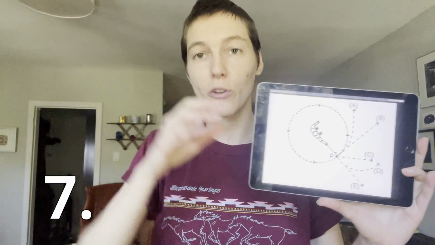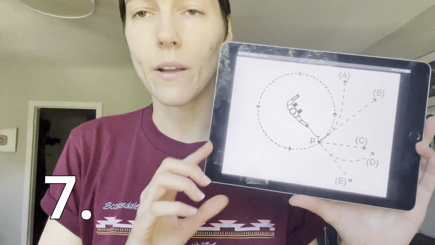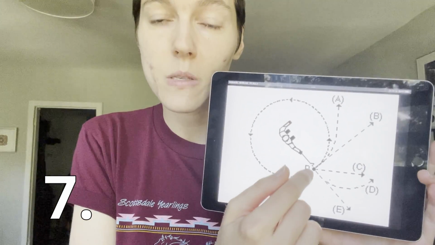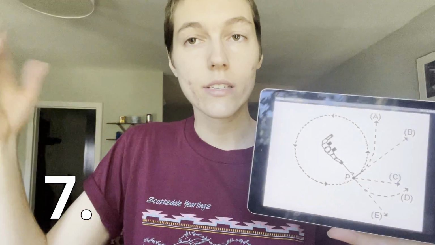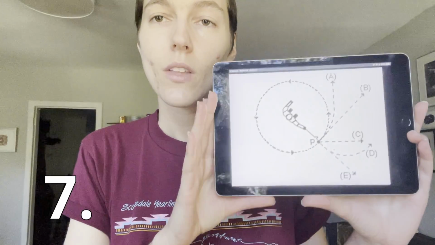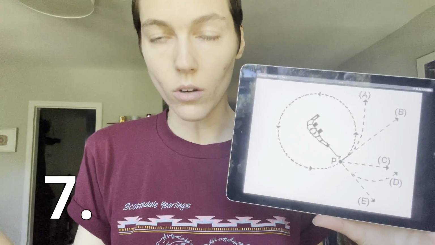Okay, question 7. We've got another diagram showing a top-down view. So this is like a bird's eye view. We've got this dude, he's swinging a ball on a string, like this, just swinging it in a perfectly circular path. So the question is asking, when he's swinging it and the ball happens to be at this point P, say the string snaps. The string snaps, it lets go of the steel ball. What the question is asking is, which of these paths is the steel ball going to follow?